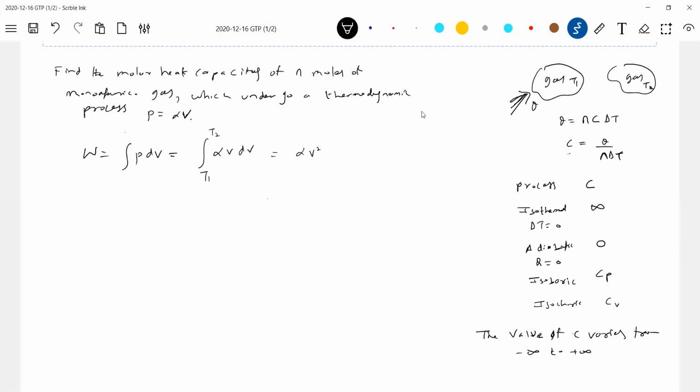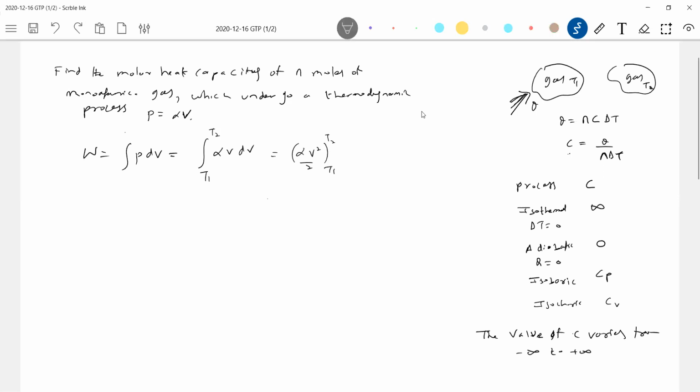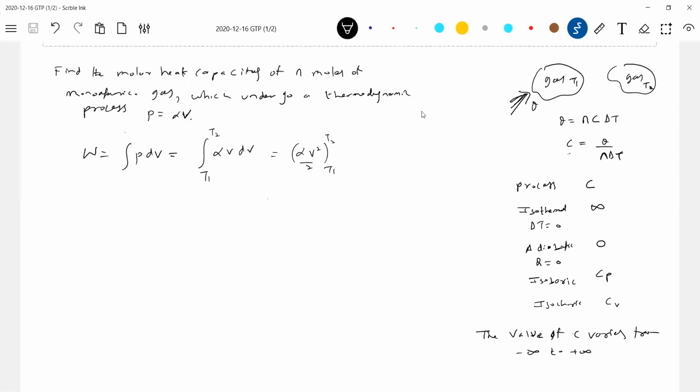This will become alpha V square by 2, between the limits. The temperature of the gas is a quantity which I can very easily let change. But can we apply the limits? Yes, no problem. Again I'll use the ideal gas equation: PV equal to nRT. With P equal to alpha V, alpha V square can be written as nRT, and I substitute this here.